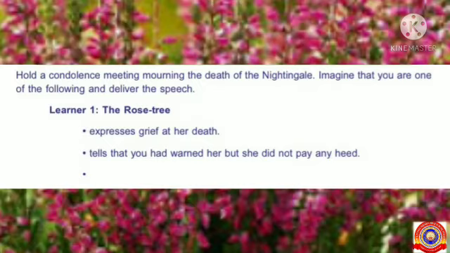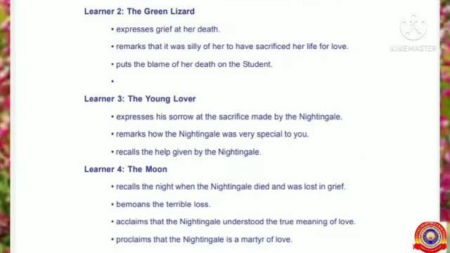Now let's go through the characters mentioned here and the hints given below it. Who's the first one mentioned here? Learner 1, the rose tree. In the speech, you can include points like expresses grief at her death, tells that you had warned her but she did not pay any heed. The next character is Learner 2, the green lizard. In the speech, you can include points like expresses grief at her death, remarks that it was silly of her to have sacrificed her life for love, puts the blame of her death on the student.